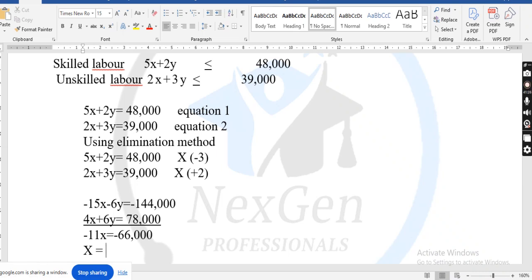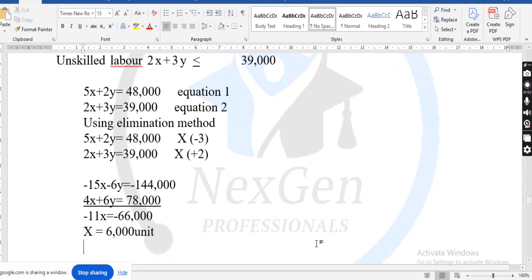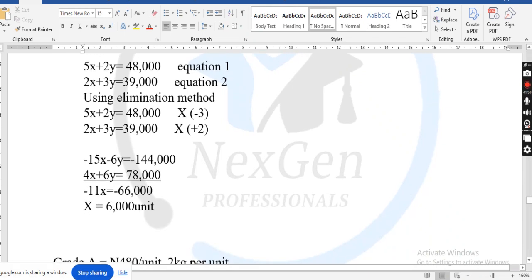So what is the unit? What is 66 divided by 11? What do you have? That's 6. 6,000. Sorry, 6,000 units, right? It is 6,000 units. So now, we move again.